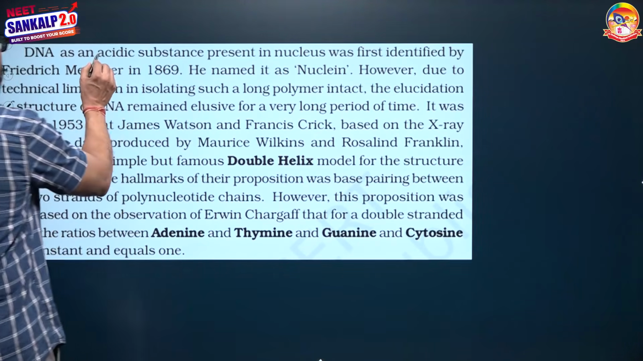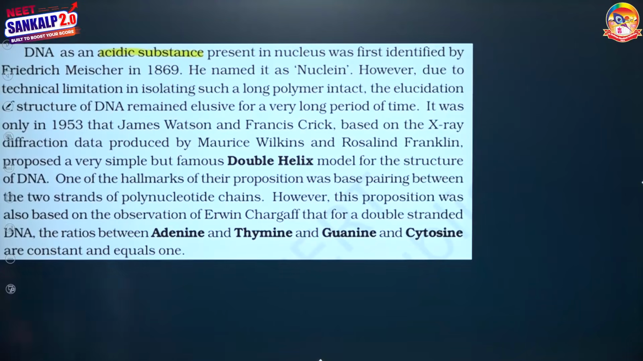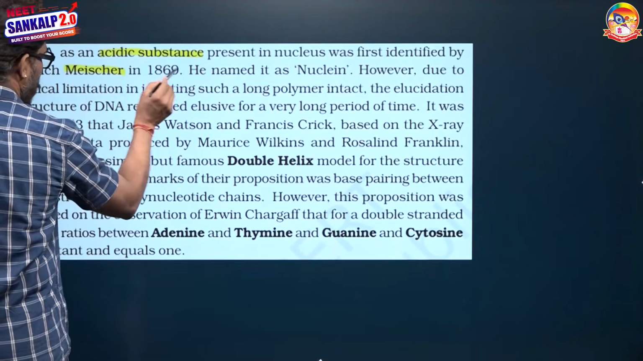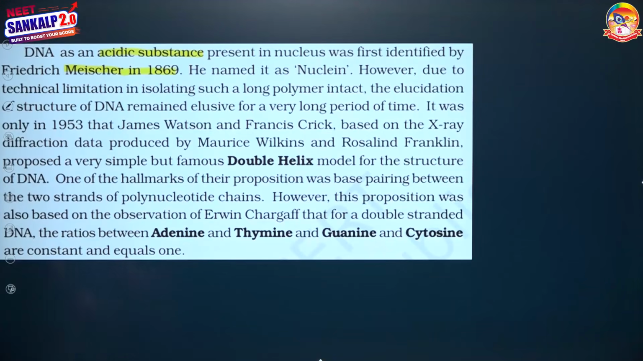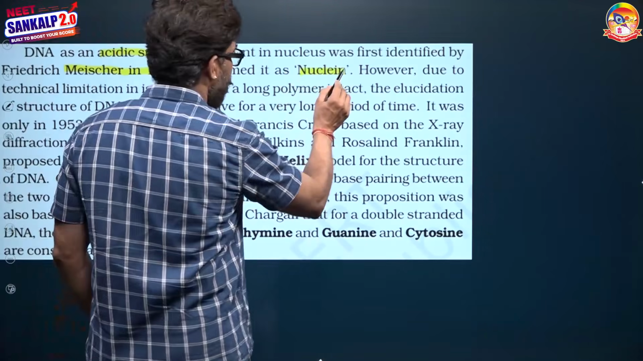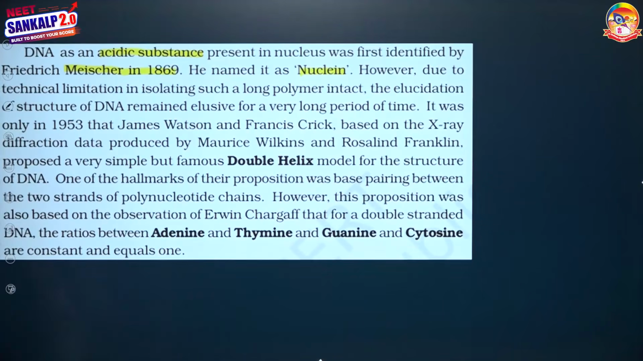DNA is an acidic substance present in the nucleus. It was first identified by Friedrich Miescher in 1869. He named it nuclein. However, due to the chemical limitation in isolating such a long polymer intact, the elucidation of the structure of DNA remained elusive for a very long period of time.